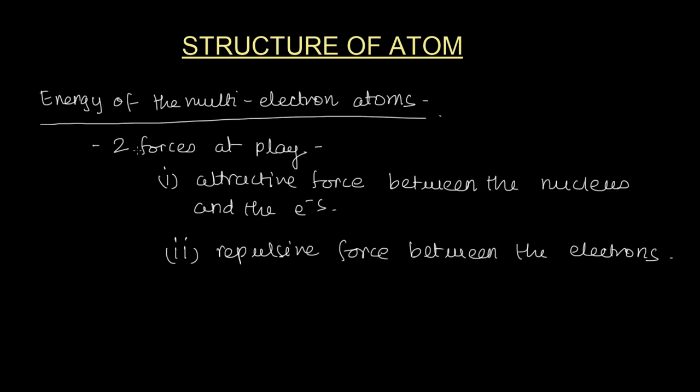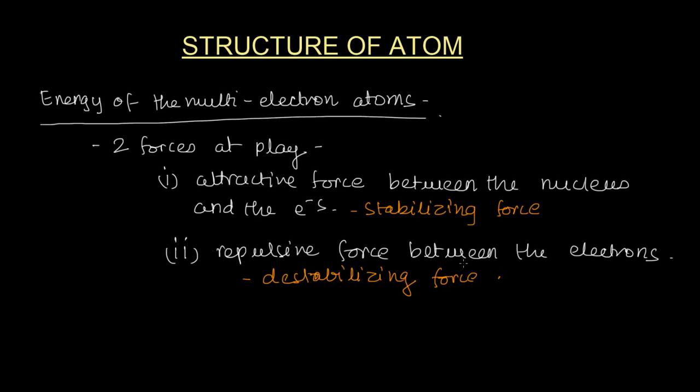Now this force, the attractive force, is a stabilizing force, right? While this force is the destabilizing force. What do we mean by the destabilizing force? This force tends to push the electron away from its orbit, maybe away from the nucleus or towards the nucleus, but at least it destabilizes it. It does not let it remain where it is, while the attractive force pulls it closer and does not allow it to fly off. Fine?